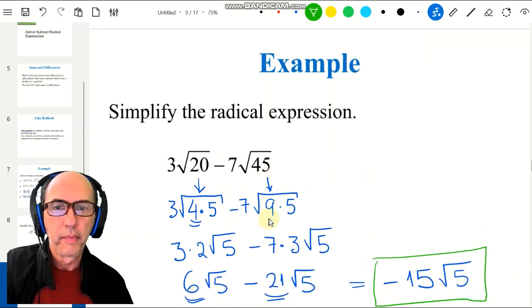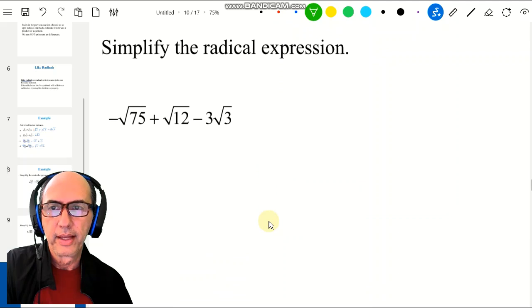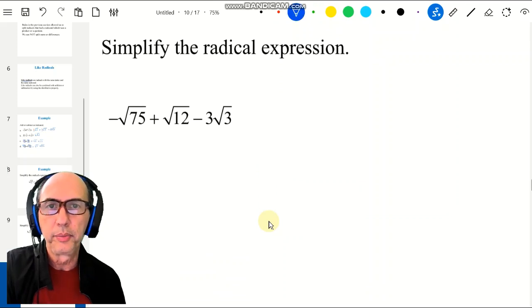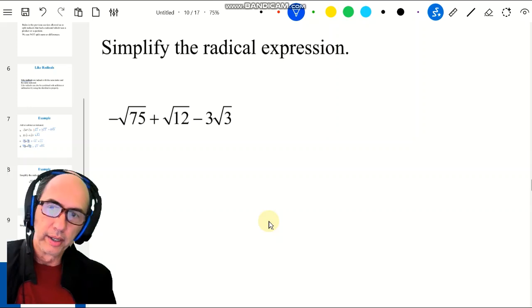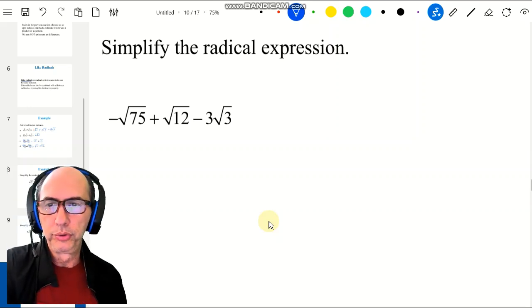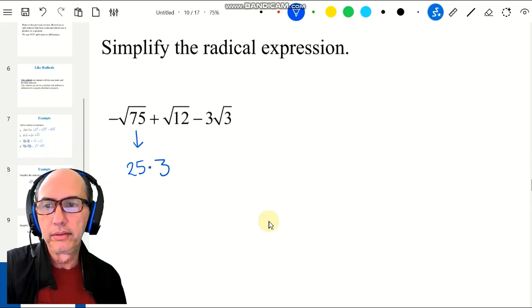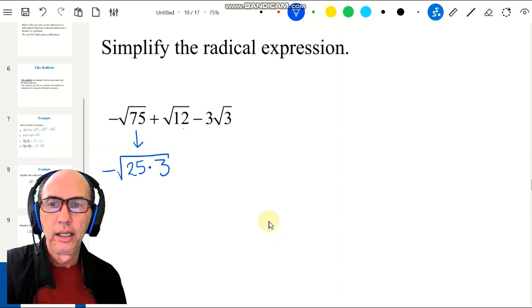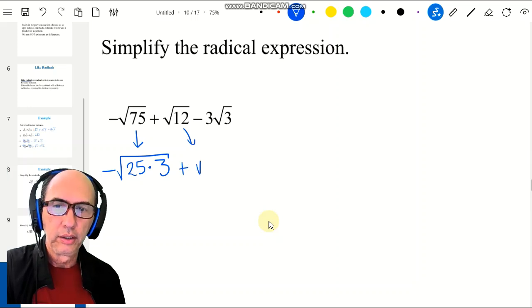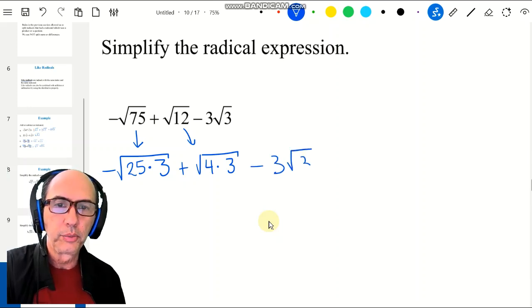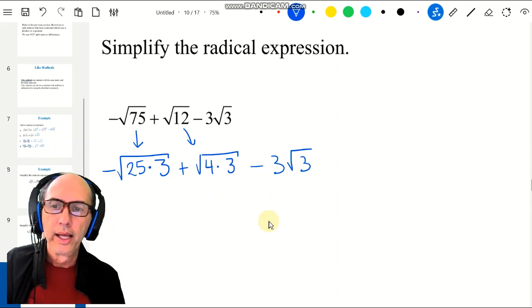And another example. Let's practice a little bit more. Remember, we are working with square roots, so find if we can represent 75 as the multiplication of a perfect square, 25, times another number, yes. And what about 12? Perfect square, 4 times another number, and 3 we cannot break down, that's all.